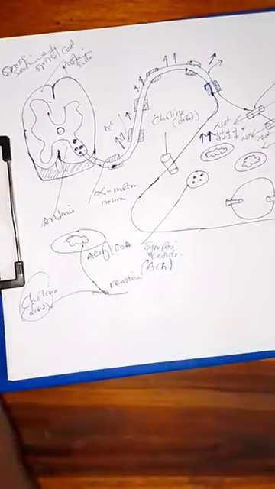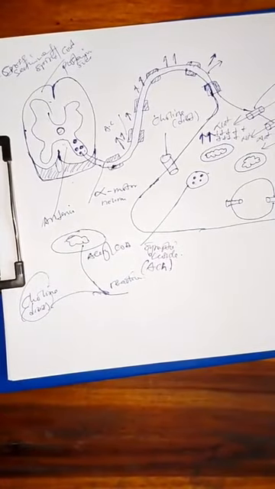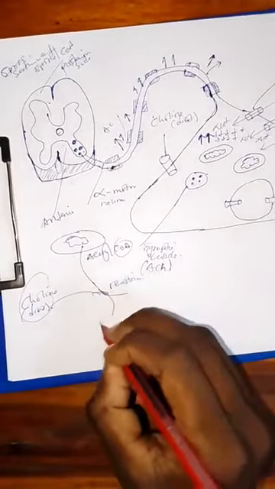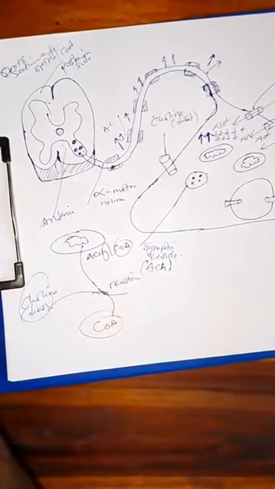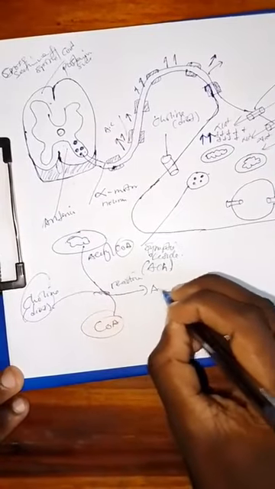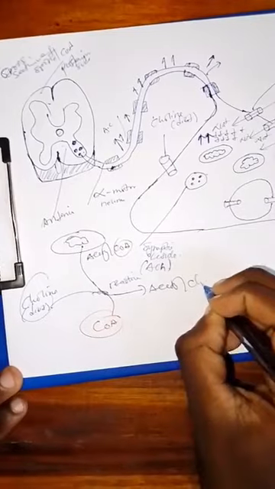This reaction causes the release of CoA. The CoA from the acetyl-CoA will be removed in this reaction. When the CoA is removed, what are we forming? We're forming acetylcholine.